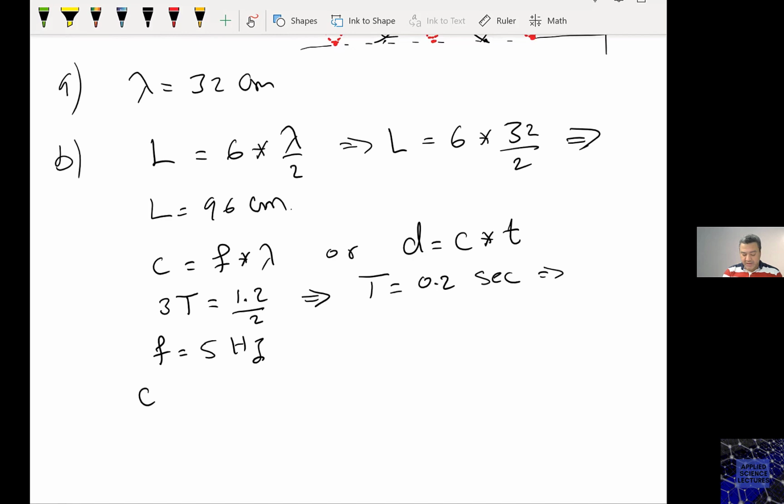Then c is 5 times lambda, which is 0.32. Then c equals 1.6 meters per second.